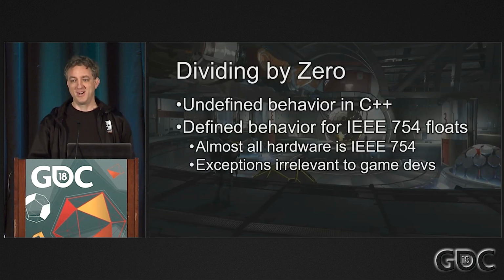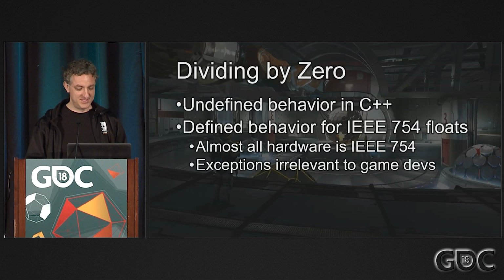Dividing by 0, we're all afraid of because it's undefined behavior in C++, but IEEE floats define it in a way that makes a lot of sense. And almost all hardware you'll see is IEEE 754 floats. The exceptions are probably irrelevant to us. It's like IBM mainframes, Unisys, Cray, I think, and maybe some microcontrollers somewhere. So I doubt any of us will ever see those.